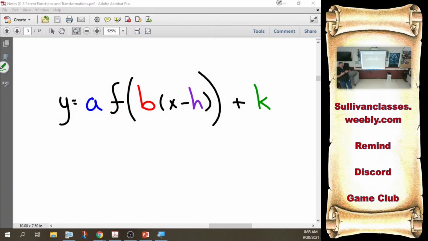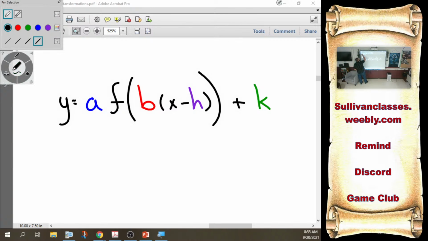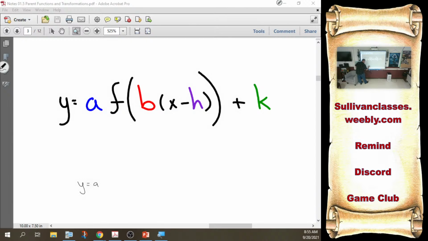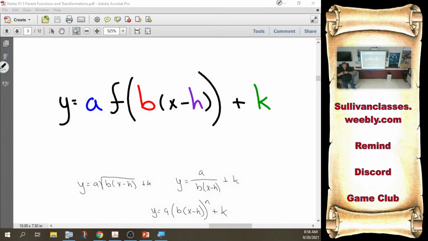Regardless what the parent function is, you have a grouping in with X. So, for example, I could write y is a square root of bx minus h plus k. I could write y is a over bx minus h plus k. I could write y is a times bx minus h to the nth power plus k. Whatever the grouping is of x, doesn't matter what type of function it is. A is the crap out front. K is the crap at the end. B and H are the stuff that are grouped in with it. There needs to be parentheses or a radical or absolute value brackets. There has to be something putting them together.